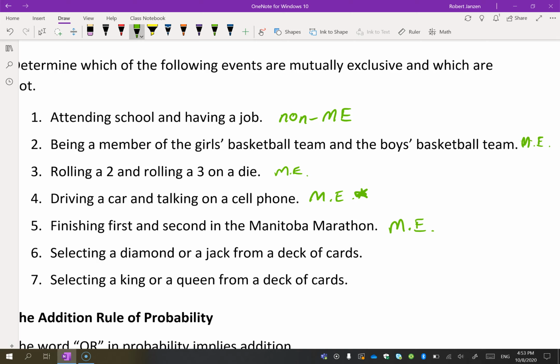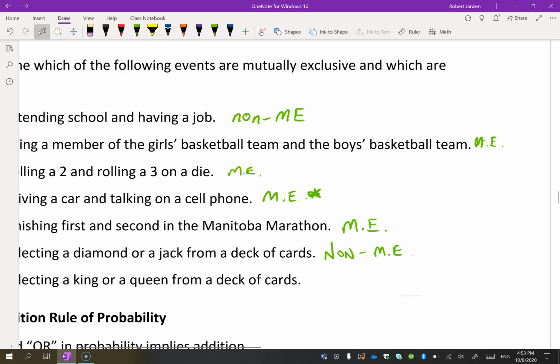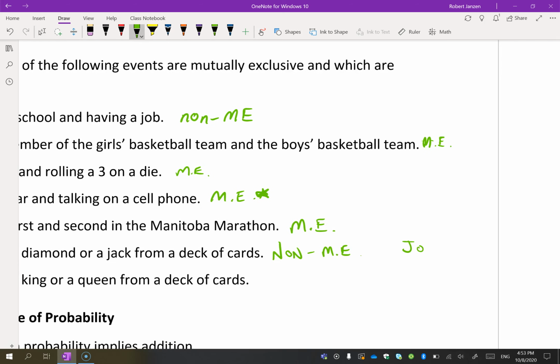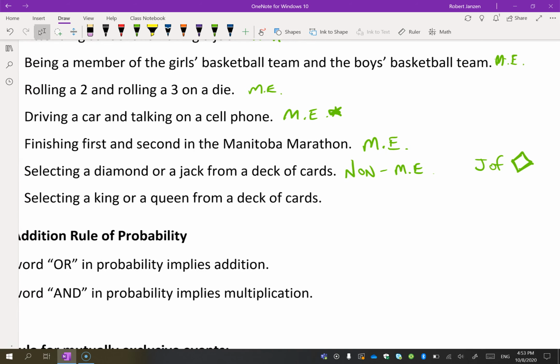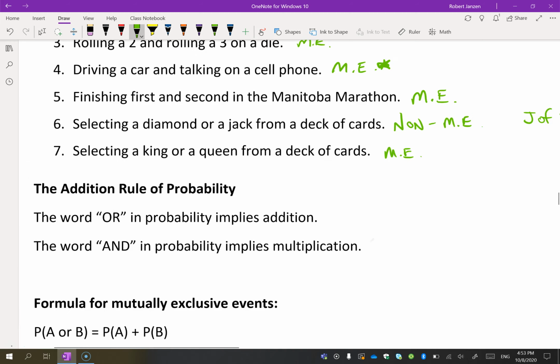Okay. Selecting a diamond or a jack from a deck of cards. These are not mutually exclusive. Why? Because there is a jack of diamonds. So it is possible to get a card that fits both sets. Okay, selecting a king or a queen from a deck of cards. Well, you can't do both at the same time.